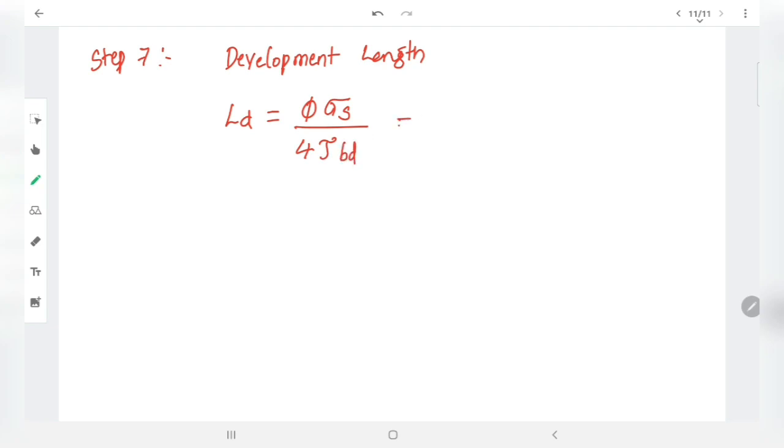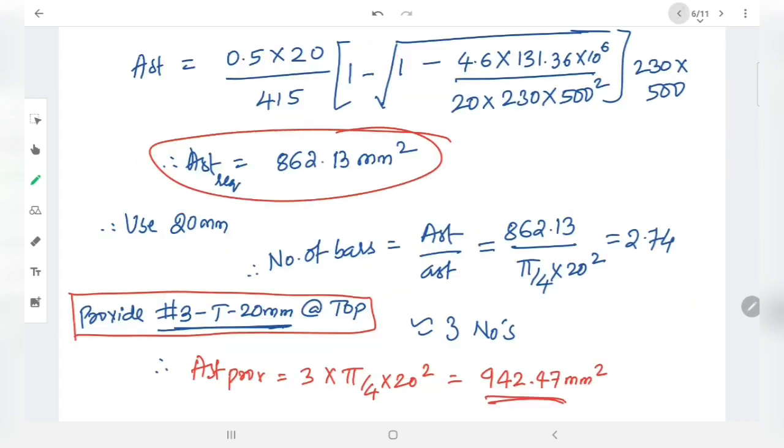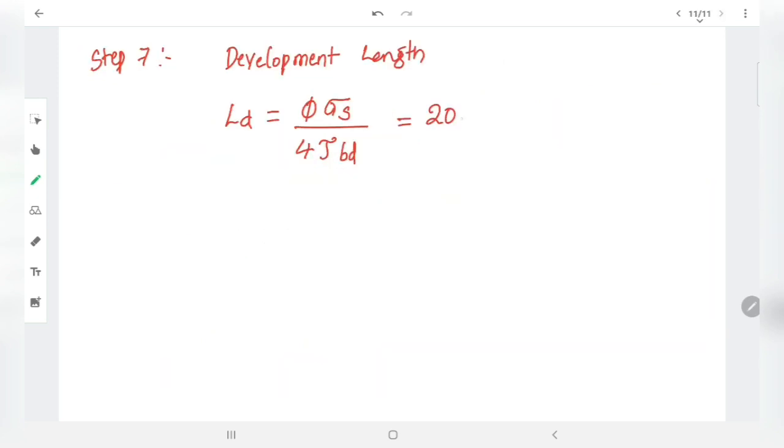Here we'll be getting one additional step, that is step 7, that is development length. Presently in this development length, we have an equation in IS 456, that is phi sigma s divided by 4 into tau BD. Phi is nothing but the dia of bar, main bar I am using. Here you can see dia of main bar is 20 mm. So I will be taking 20.